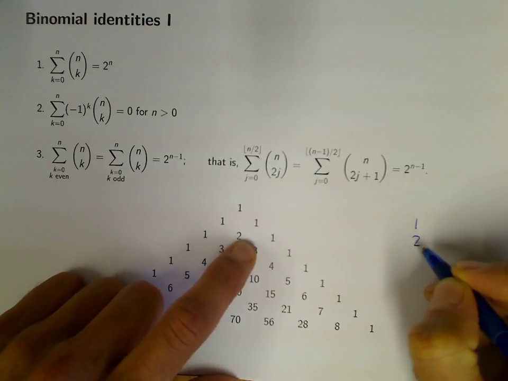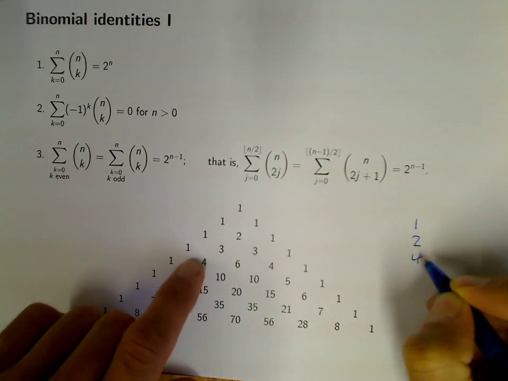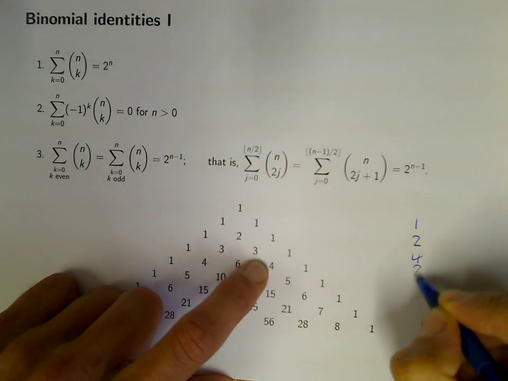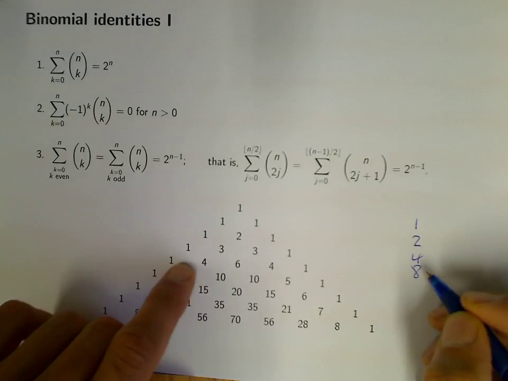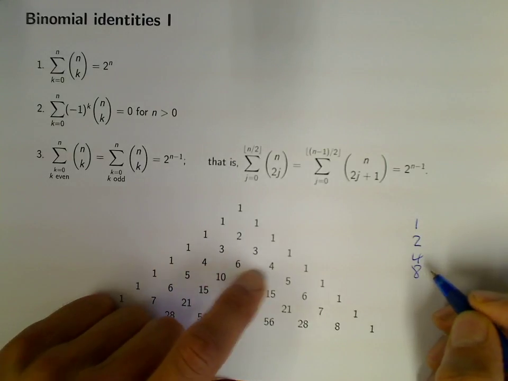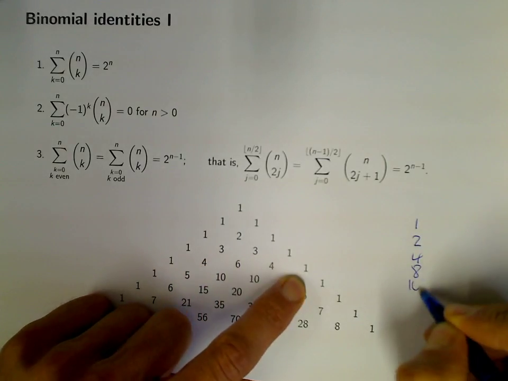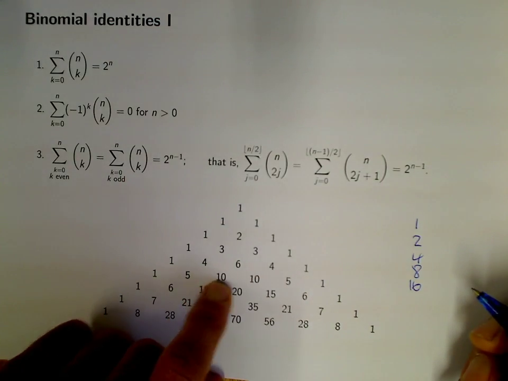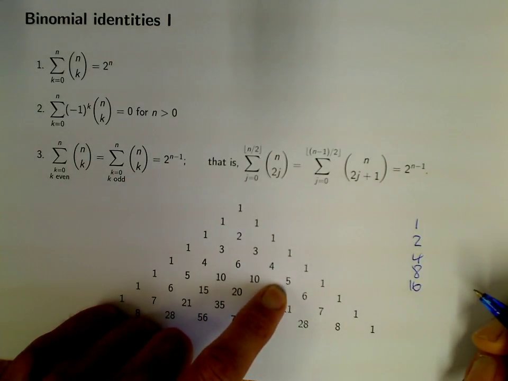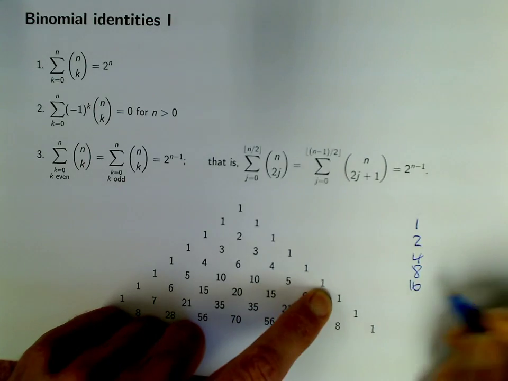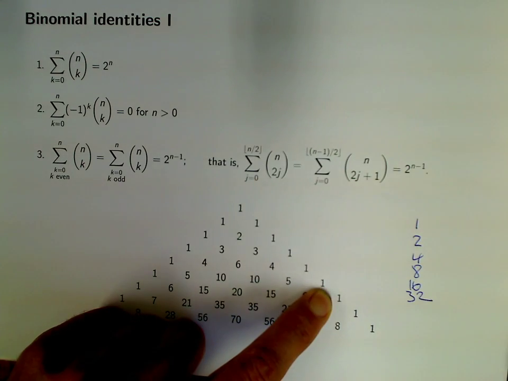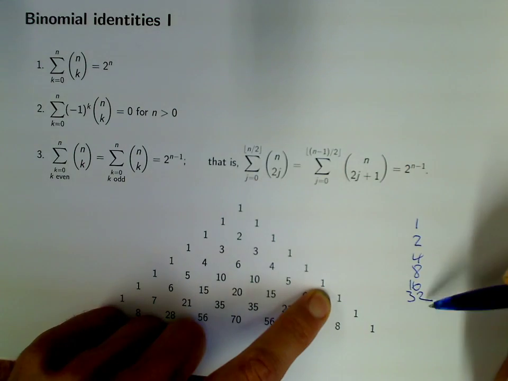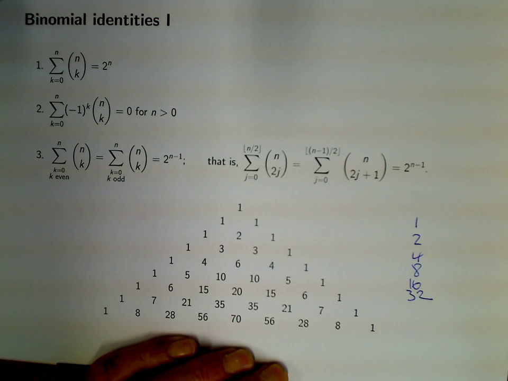1 plus 2 plus 1 gives me 4. 1 plus 3 plus 3 plus 1 gives me 8. 1 plus 4 is 5, plus 6 is 11, plus 4 is 15, plus 1 is 16. So 6, 16, 26, 31, 32, and so on. Okay, so if I add across a row, I get the power of 2. Okay, so that's what the first one says.